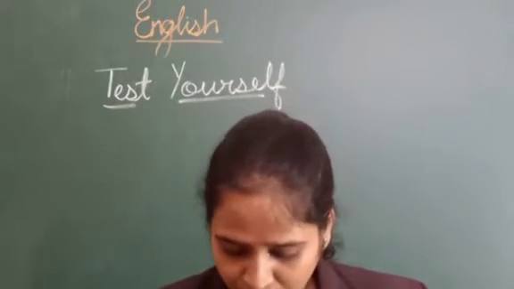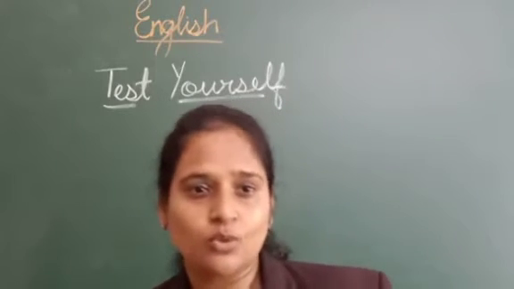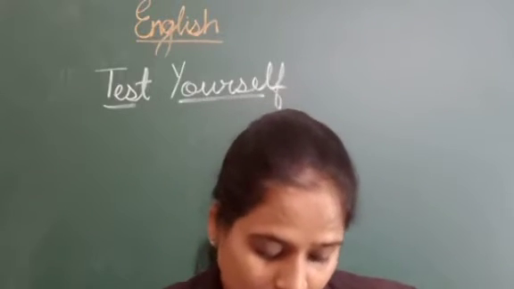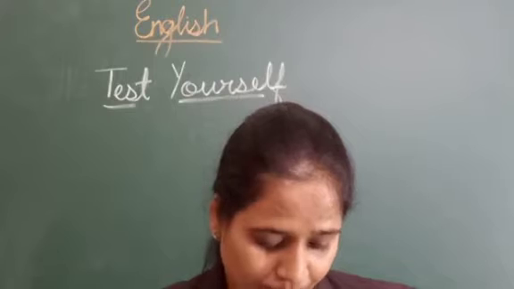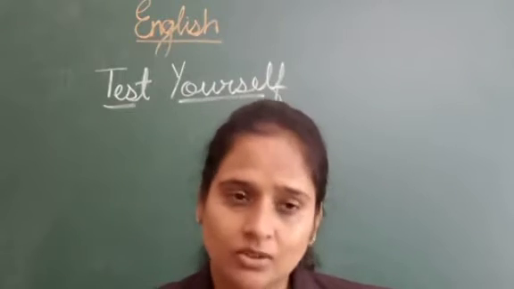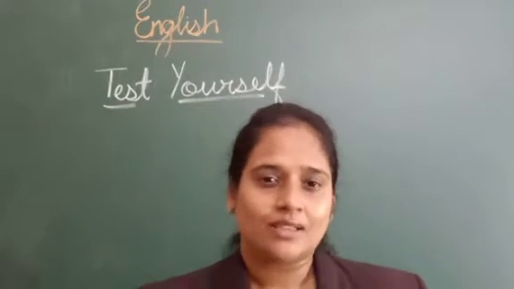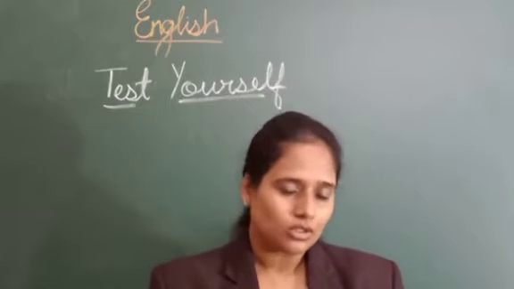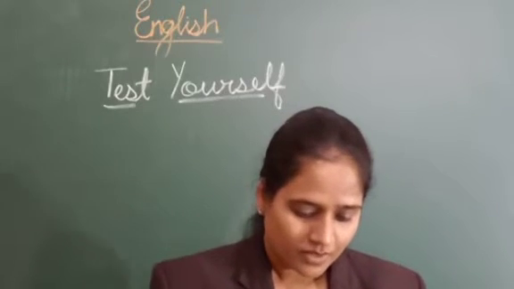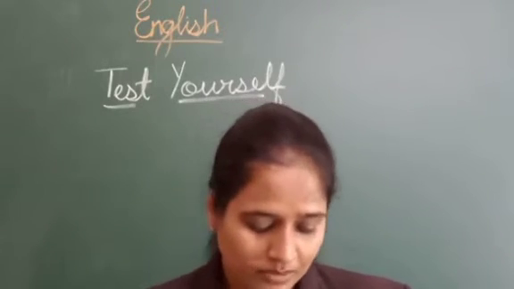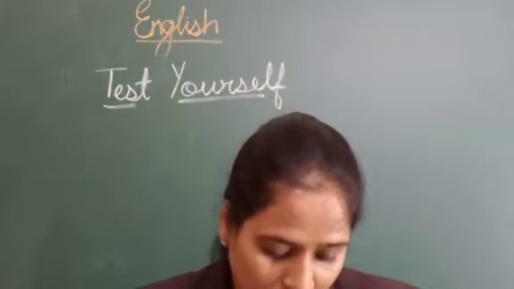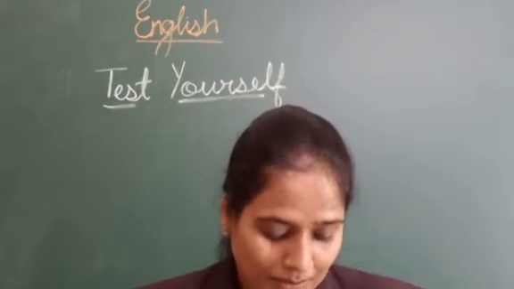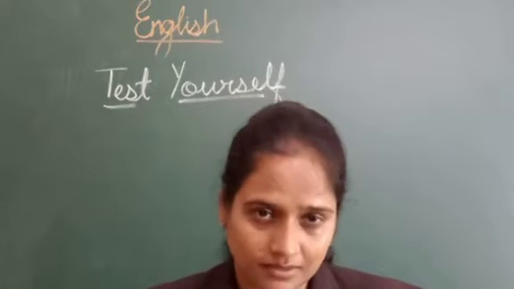Now you have to open your English grammar notebook, page number 4. The other topic is test yourself. Like I have told you, dictionary order, that is, alphabetical order, that you have to write. I'll give you one example over here. Put each group of words in dictionary order: play, eat, sing and run.